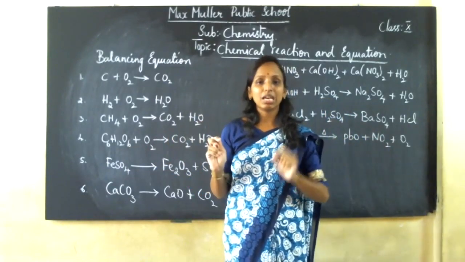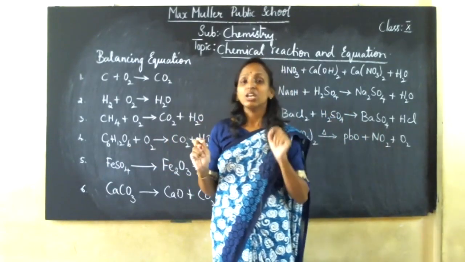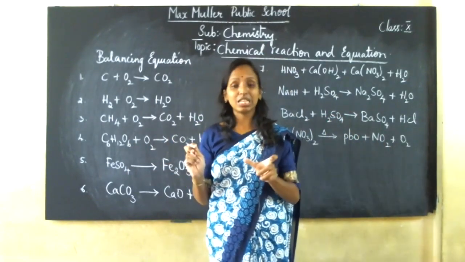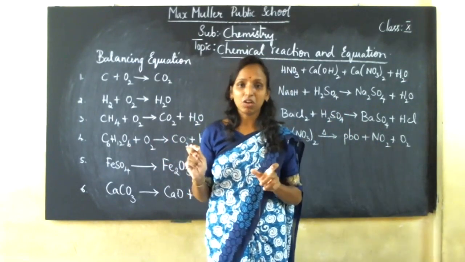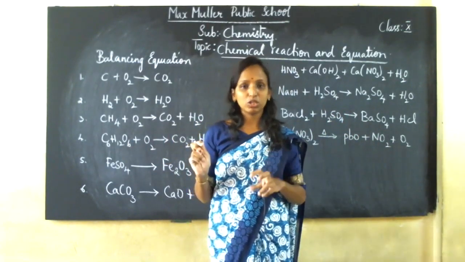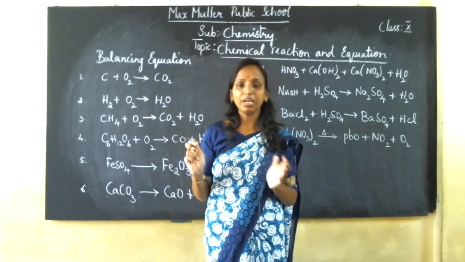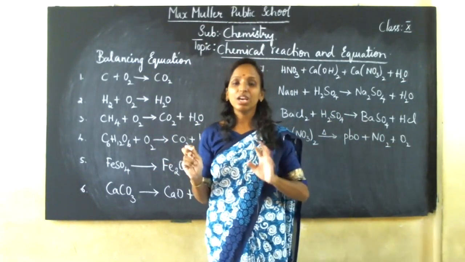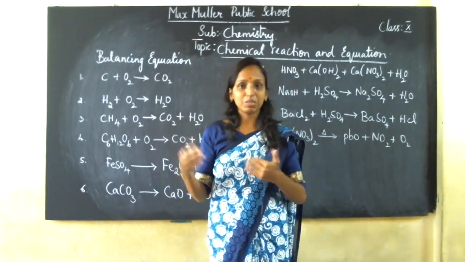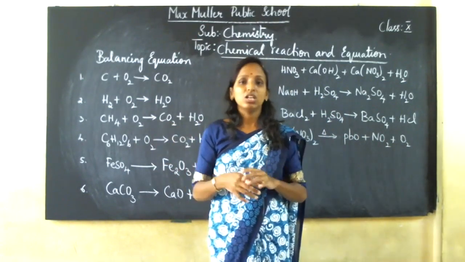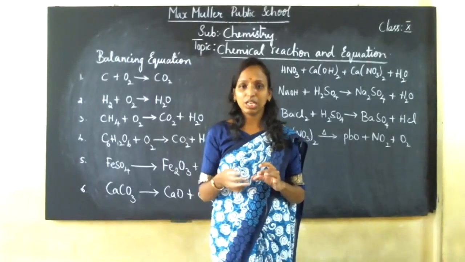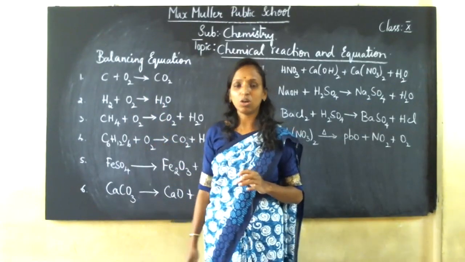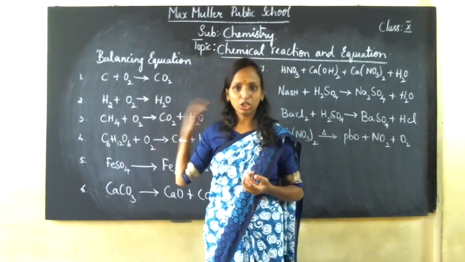Why should a chemical equation be balanced? To satisfy the law of conservation of mass. This statement we have also studied: energy can neither be created nor destroyed, or mass can neither be created nor destroyed. To satisfy that law of conservation of mass, balancing of the equation is done. In your previous class, I told you 2 to 3 equations to be balanced. Right now, I'll give you a few more examples of how to balance equations, and then continue further.